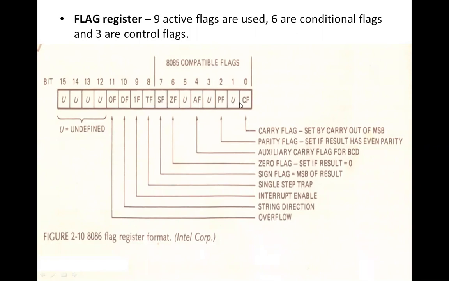So these flags have the same functionality, but we have 4 more flags which are used for different purposes. The first one is called the trap flag, single step trap. The second one is called the interrupt enable flag, then the direction flag, and the overflow flag. So these flags are used for different purposes. And the carry flag, parity flag, auxiliary carry flag, zero flag, and sign flag have the same functionality as that of the 8085.